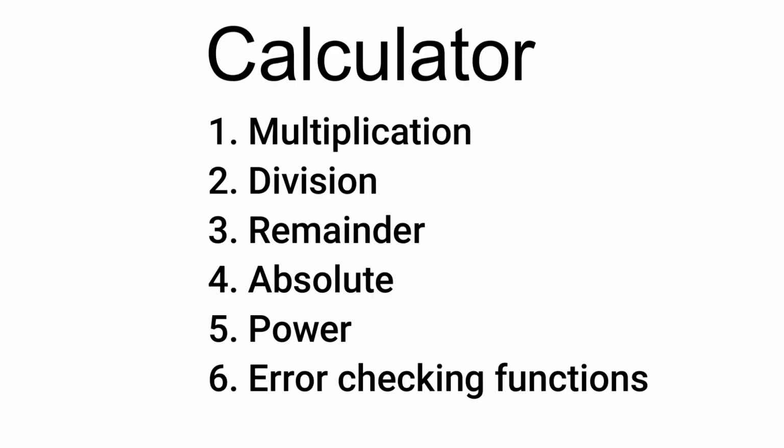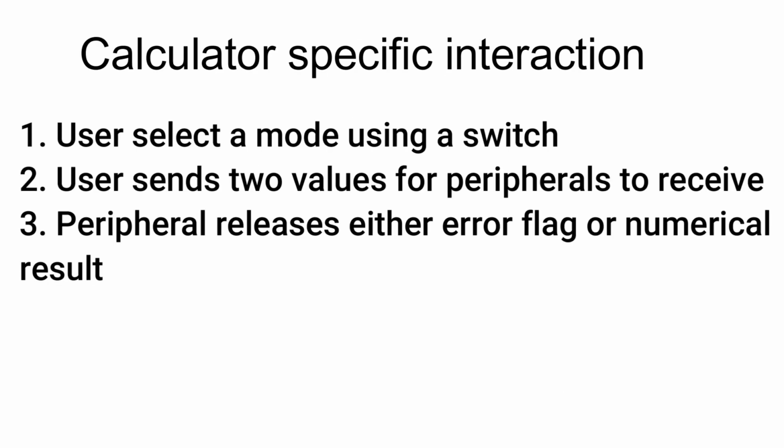In this demonstration, a calculator application is performed to illustrate the peripheral's multiplication, division, remainder, absolute function, power function, and error checking mechanisms. Before the actual examples, we'll go through the basic steps on how our peripheral will interact with the software. The user first selects the calculation mode using a switch and enters two values for a mode, except for the absolute value function that only requires one value. During this time, the values are received by our peripheral that performs arithmetic and stores the result. The result, which is either numeric or an error flag, is then released for scomp to read.